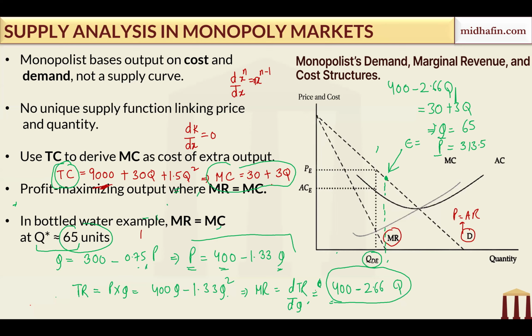Multiply by P by Q. So you have P as 313.5. Total revenue will be P multiplied by Q. So 313.5 multiplied by 65, that will be your total revenue. Total cost, you just plug in Q in the total cost equation. Then you get profit as total revenue minus total cost.